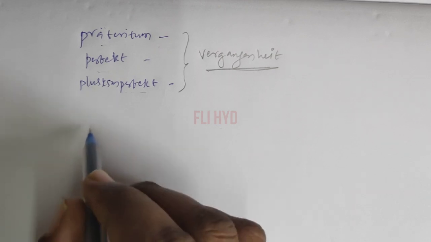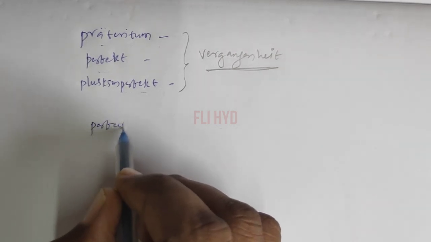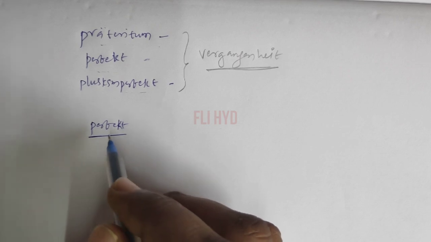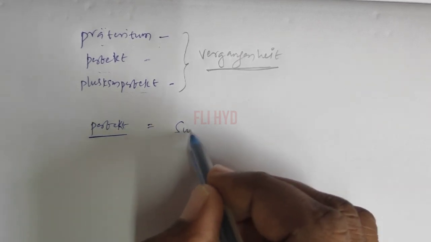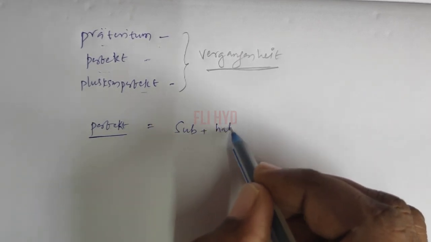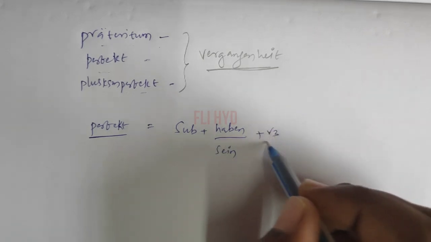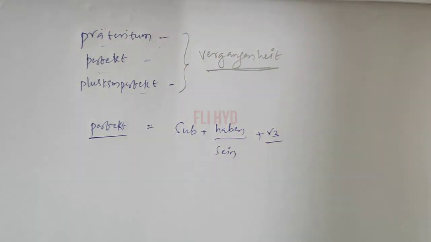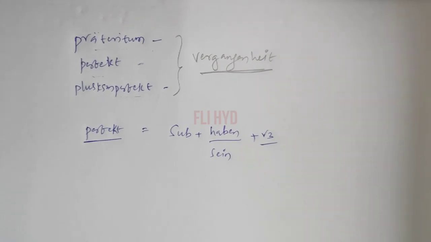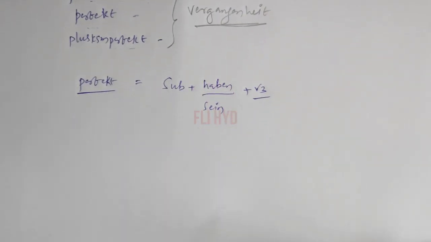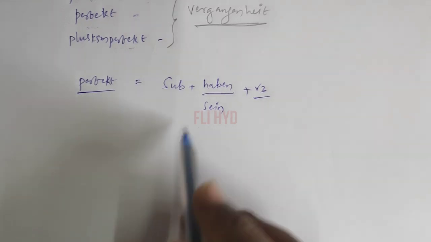The Perfekt is nothing but the present perfect. The structure is subject plus haben oder sein plus V3. This V3 we also call the participle form. So present perfect: subject plus haben oder sein plus V3 form.